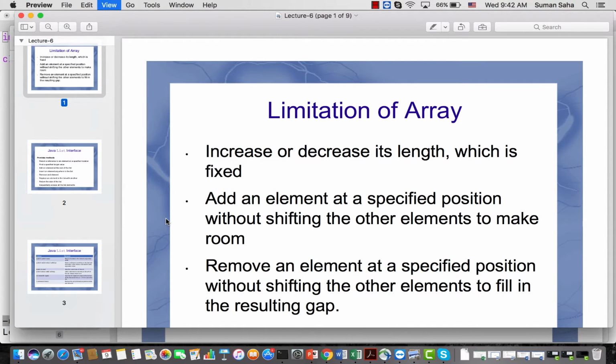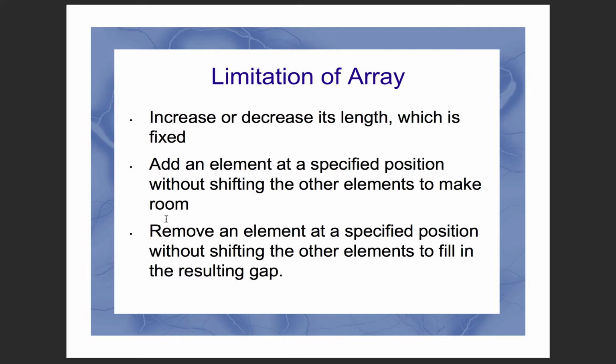So, we know what an array is. We learned about arrays in our previous course. An array contains several data with the same type, but an array has some limitations. So what are the limitations? For example, if you want to increase or decrease its length, you cannot, because it is fixed. So if you specify the array size is 10, then you can keep only 10 values. If you have more than 10 values, then you cannot keep those extra values in the array.